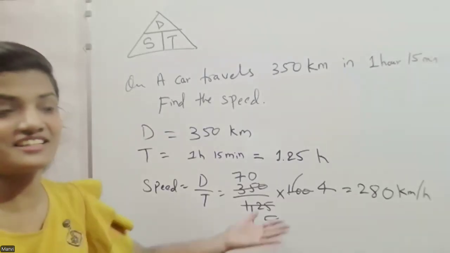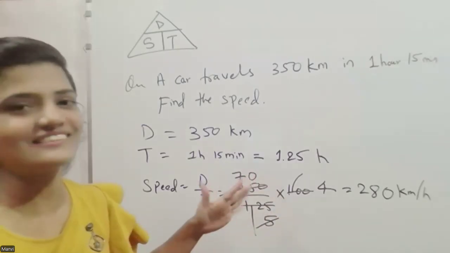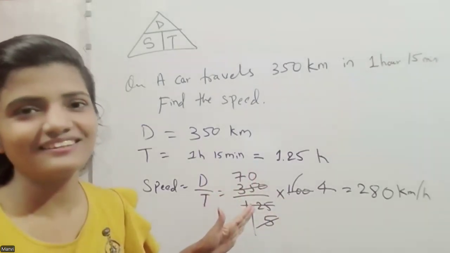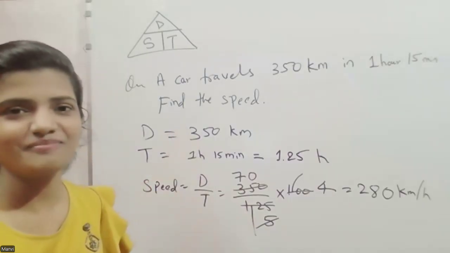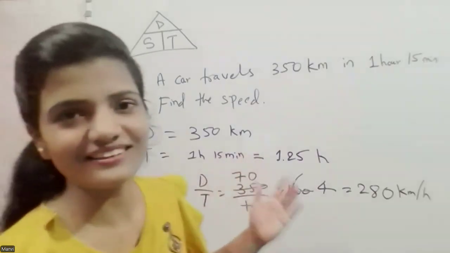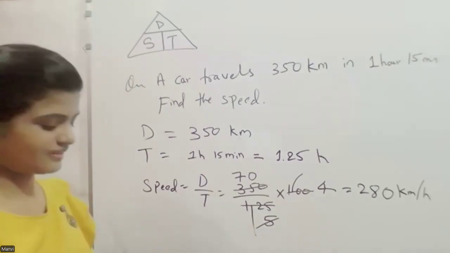Okay, yeah, the car is much faster, right? Is it possible? No, no. In real life, this is not possible. In 1 hour, the car travels 280? No, it's not. In a question, we can solve like this way, but in real life, it's not actually possible.